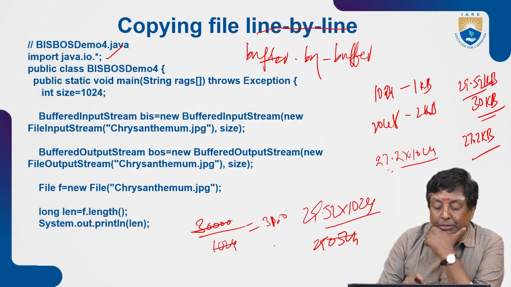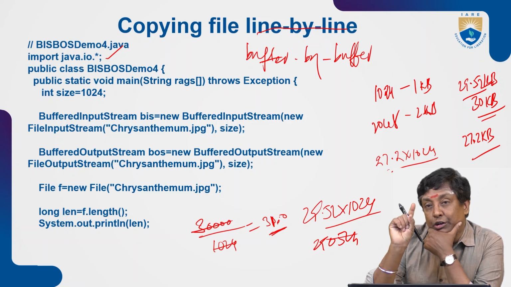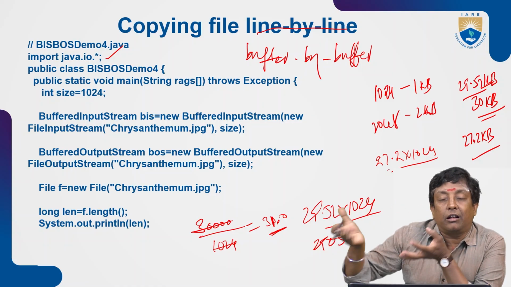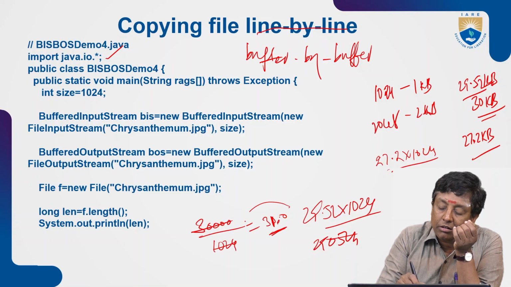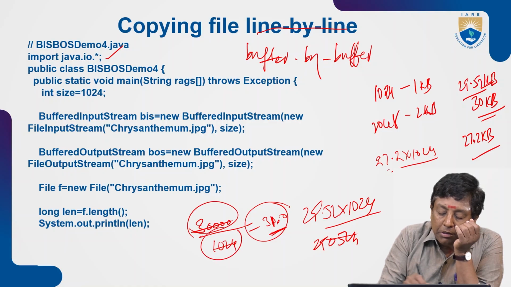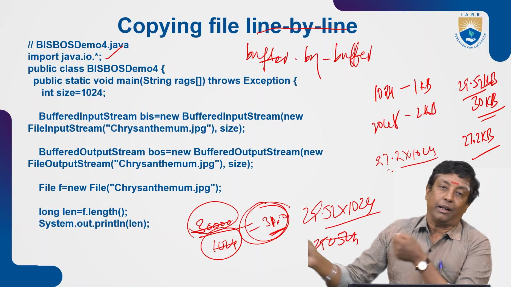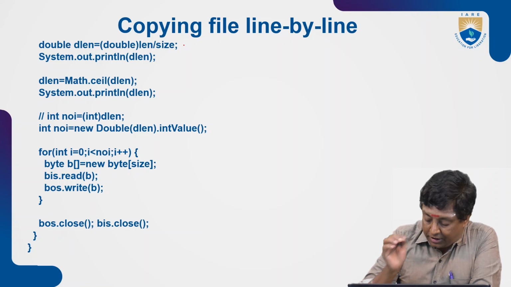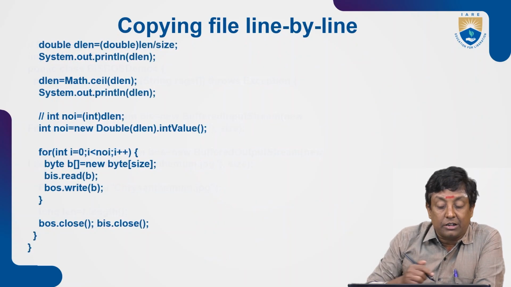By doing this division, we can determine how many times we can iterate a for loop. Each time we read 1,024 bytes of data at a time into the buffer, and how many times we read depends on the value given by the number of bytes divided by 1,024. That gives how many times the loop must iterate to read 1 KB at a time to read the whole file. That logic is written here: length divided by size. Size is already declared as 1,024. Length is nothing but the size of the file.